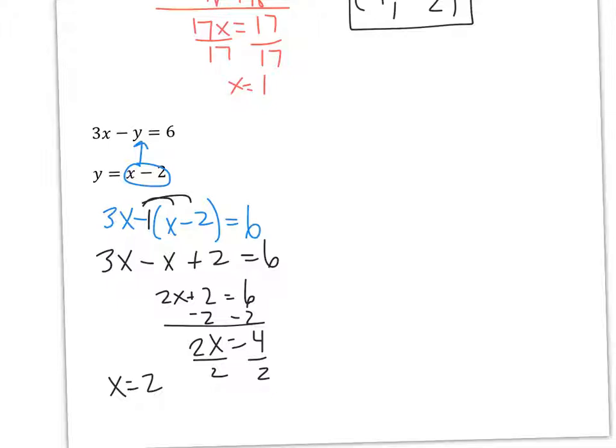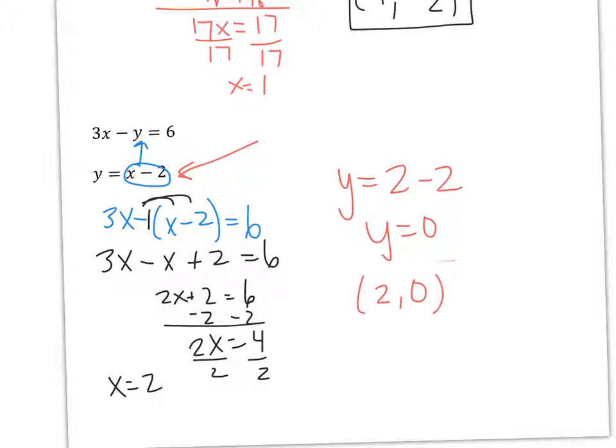Now I'll go ahead and plug 2 back into the easier equation, so the second one here, and get y equals 2 minus 2, so y equals 0. So my answer would be 2 comma 0. Now for all of these examples, we substituted in the expression that y equaled into the opposite equation where we saw y, but we could have easily done this if we had x equals an expression and substituted that expression in for the opposite value x as well.